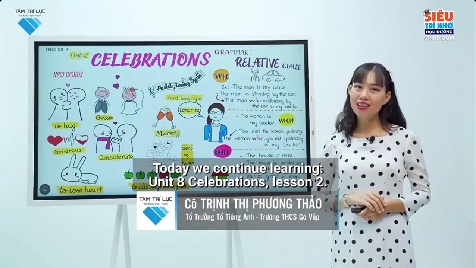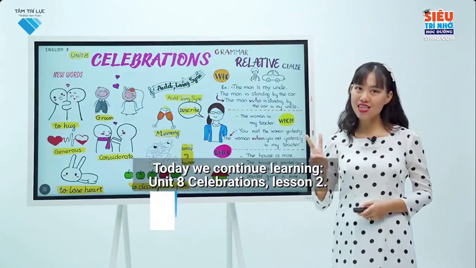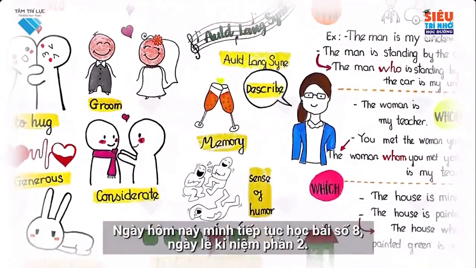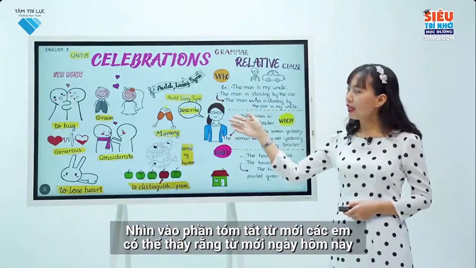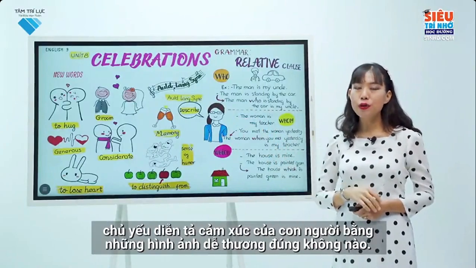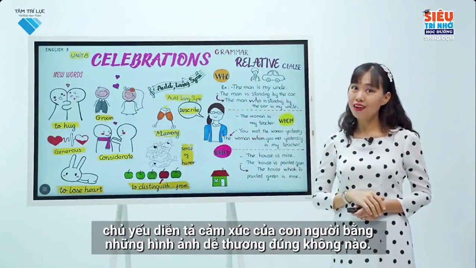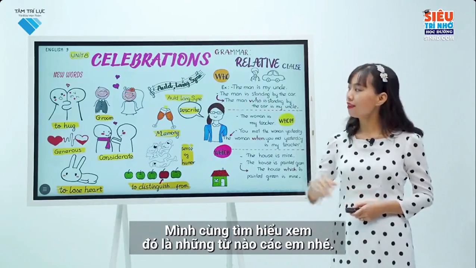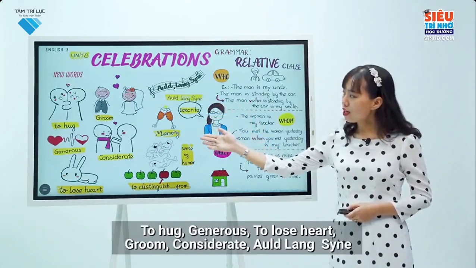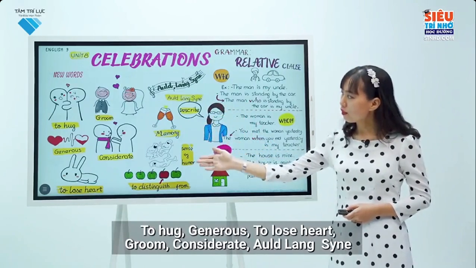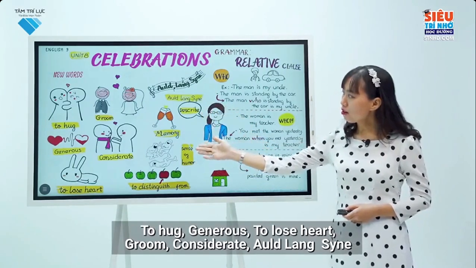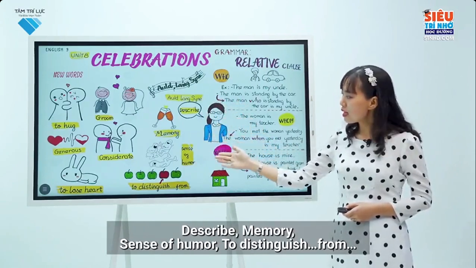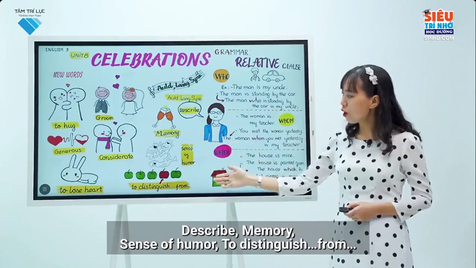Today we continue learning Unit 8, Celebrations, Lesson 2. Looking at the summary of new words, you can see that they mainly express people's feelings with cute images, right? Let's find out what those words are. To hug, generous, to lose heart, groom, considerate, Auld Lang Syne, describe, memory, sense of humor, to distinguish from.